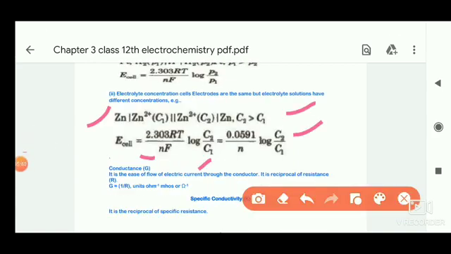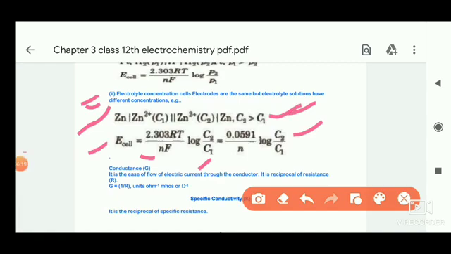So what is an electrolyte concentration cell? When we talk about electrolyte concentration cells, the electrodes are the same, but the electrolyte solutions have different concentrations. For example, if we take Zn | Zn²⁺ (concentration C1) || salt bridge || Zn²⁺ (C2) | Zn, where C2 is greater than C1.